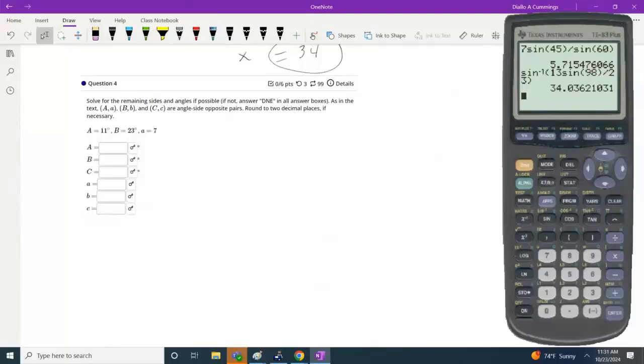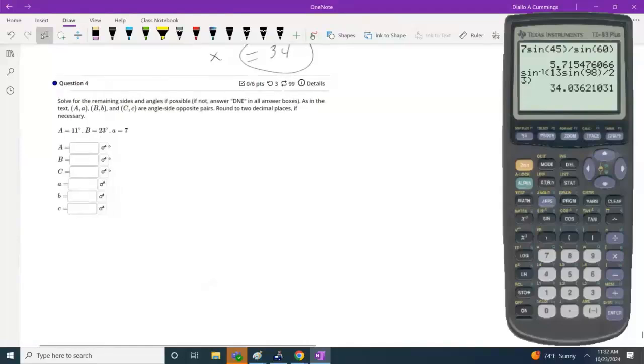Now this is question number 4, and it does not have a sketch to it, so we're going to put a sketch to it. Remember that all these triangles are standard labeling. It says solve for the remaining sides and angles, if possible. If not, answer DNE, which means does not exist.